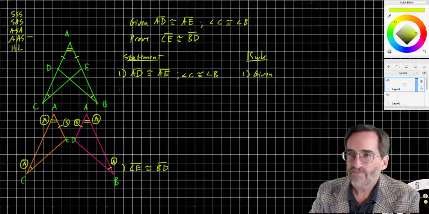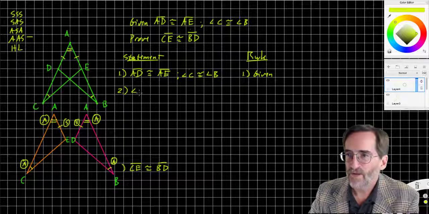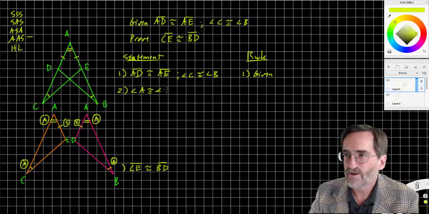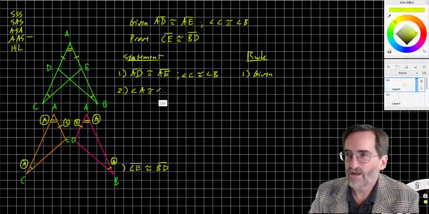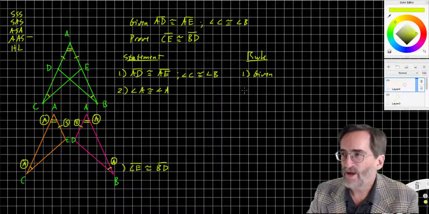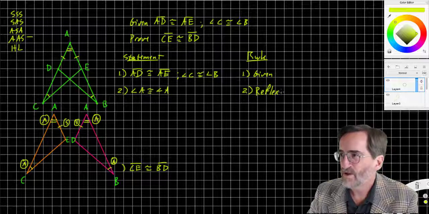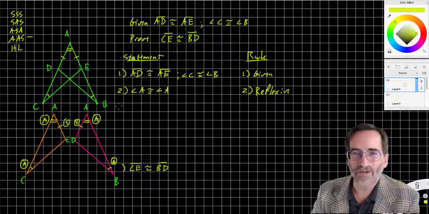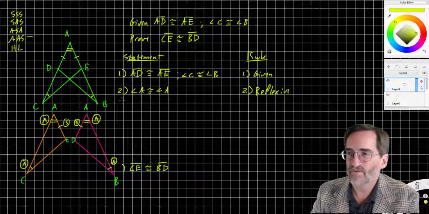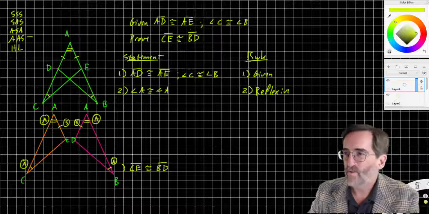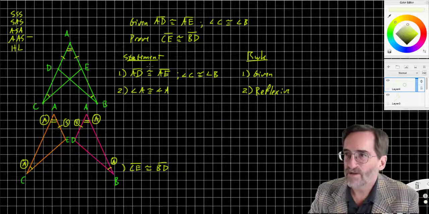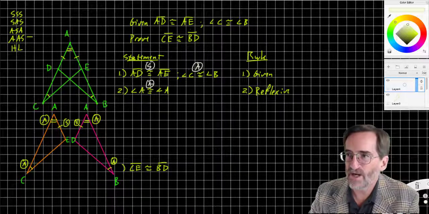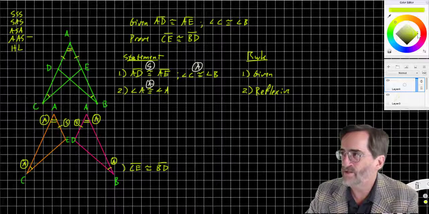So we've got step 2. Angle A is congruent to angle A. What rule says anything is congruent to itself? That is the reflexive property. Not reflective, but reflexive. It has more to do with the doctor hitting your knee with a rubber mallet than it does with looking in a mirror. Reflexive. And so now we've got an angle congruent to an angle, an angle congruent to an angle, and a side congruent to a side. There's enough for angle, angle, side.